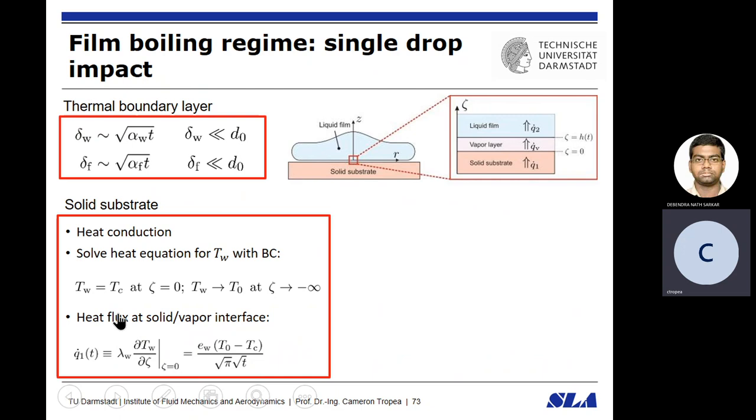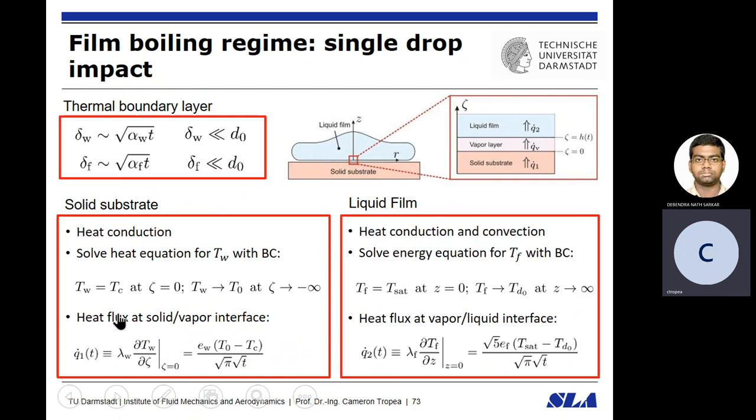We know this is the contact temperature, and at this interface, we must have the saturation temperature. That's the temperature at which it evaporates. So we know the boundary conditions, and we can do it in the solid substrate at the surface, and this theta is just where you are. And so it's just a one-dimensional heat transfer problem. This is really engineering thermodynamics 101.